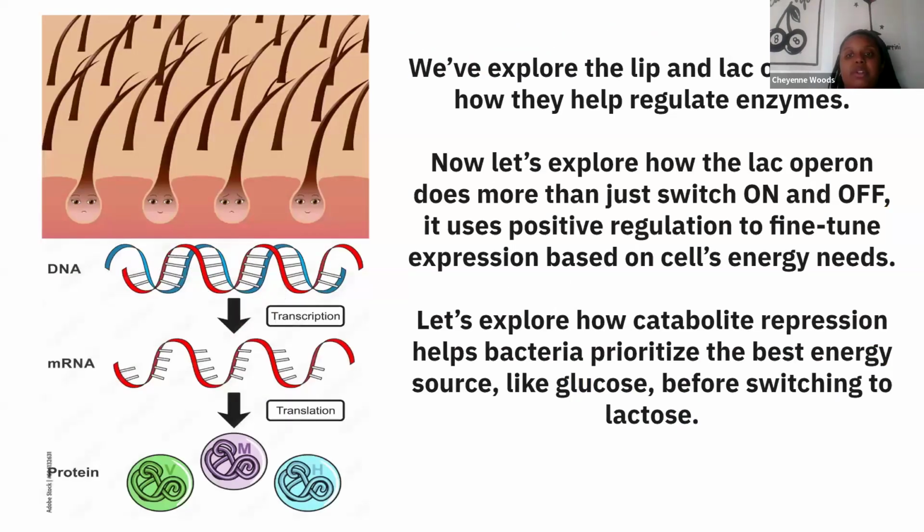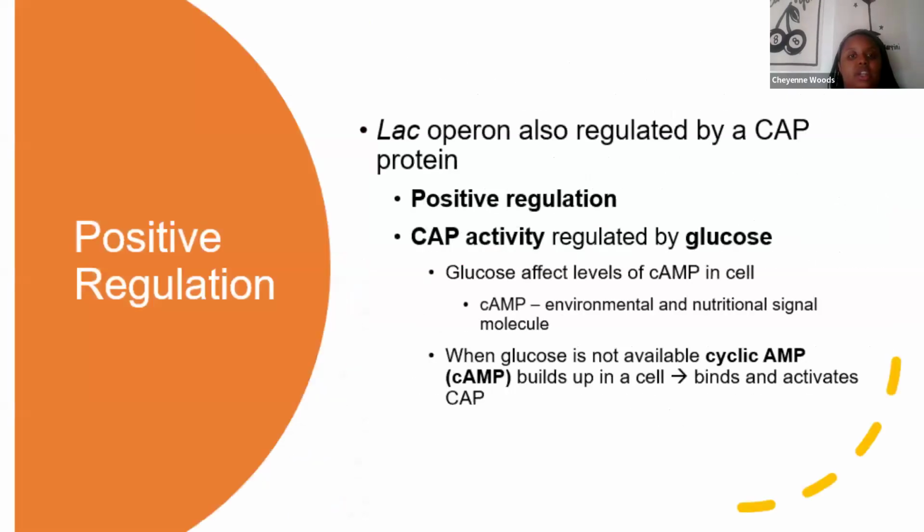So at this point, we've explored the lac operon and how it helps regulate genes. And now we're going to explore how the lac operon does more than just switch on and off, but uses positive regulation to fine tune expression based on the cell's energy needs. And we're going to explore how catabolite repression helps bacteria prioritize the best energy source, in this context, like glucose, before switching to lactose.